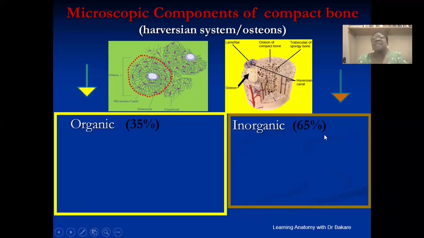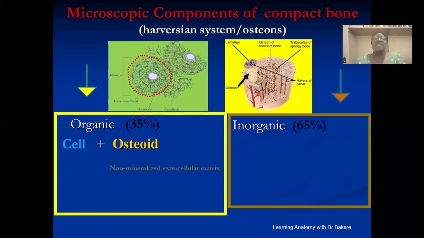So this is how they are subdivided into their two subcomponents. We have the organic component and the inorganic component. The organic component is further subdivided into the cell and also the osteoid, making about 35% of the entire compact bone tissue.